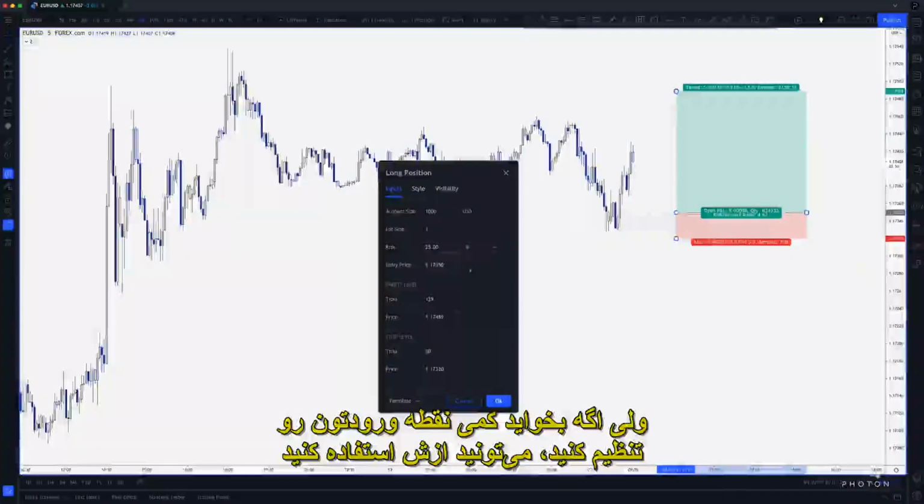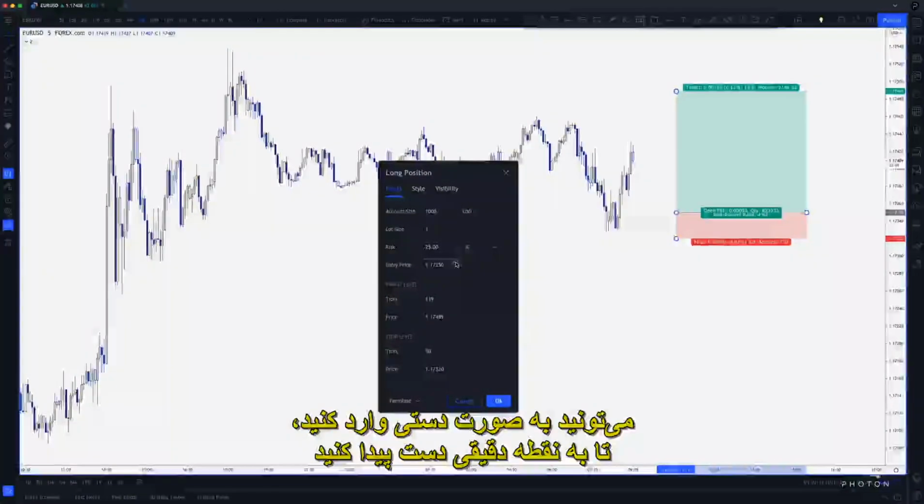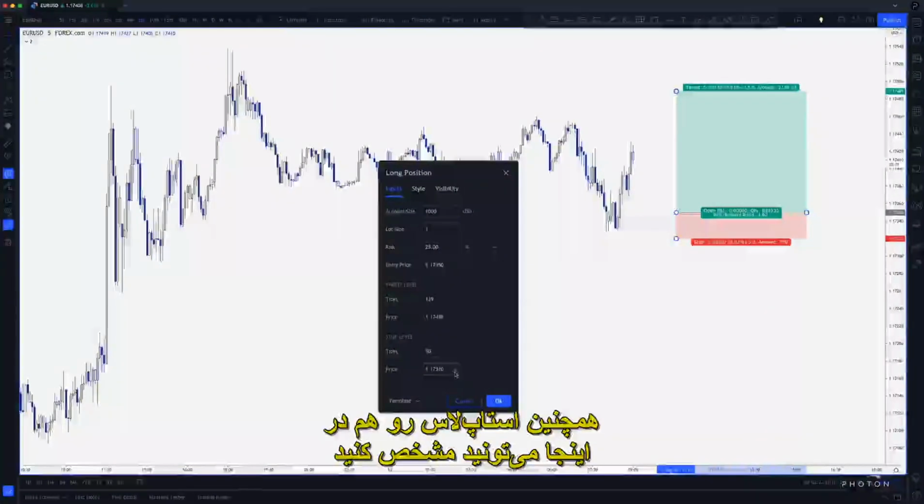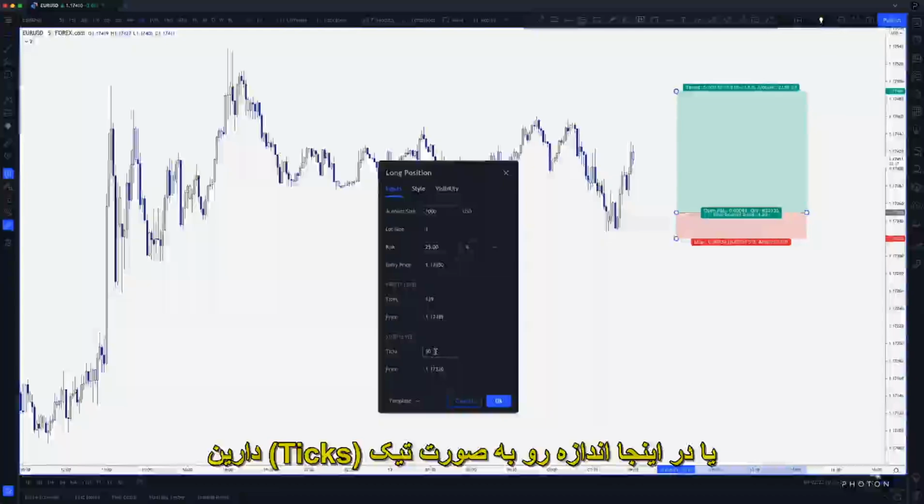But if you want to adjust your entry price just a little bit, you can also play around with these in here to get it super accurate, or obviously type it in manually. And then again, the exact same thing. You can adjust the price level of your profit level, your take profit, or your stop level. You can adjust it by the price there, or this is the size in ticks.